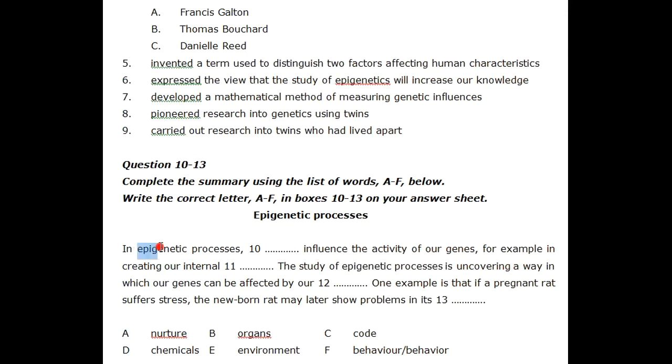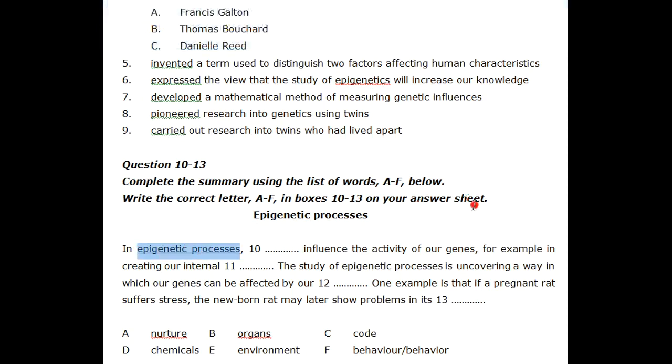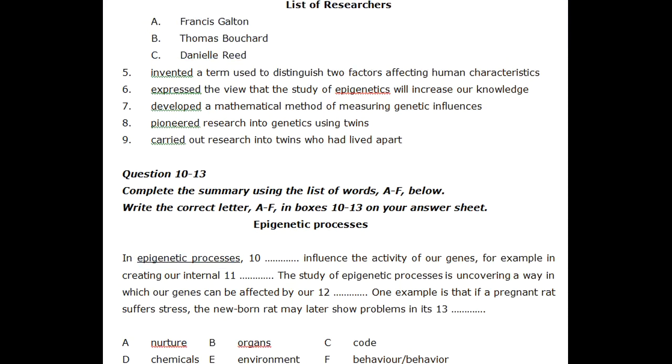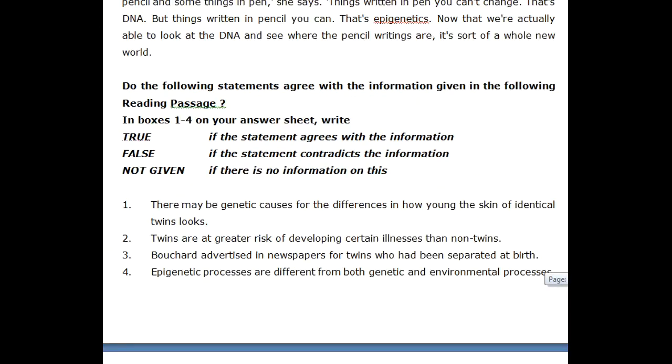Epigenetic processes, that will be my first keyword that I always keep in my mind while doing question type 1 or question type 2. Here, as you know, the answers are not in sequence. So what we can do, we can just take these names like Francis Galton, Thomas Bouchard and Daniel Reed. Wherever we come across any of these three names, I will just drop a hint there. Fine. Now let's start with these two keywords in mind. Let's start doing this task.